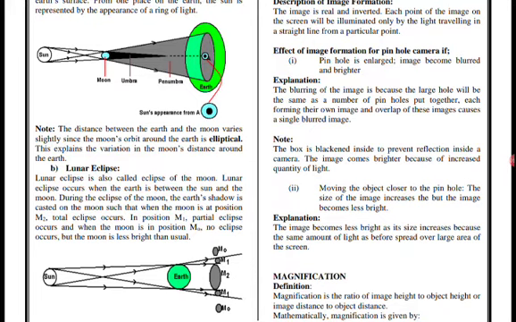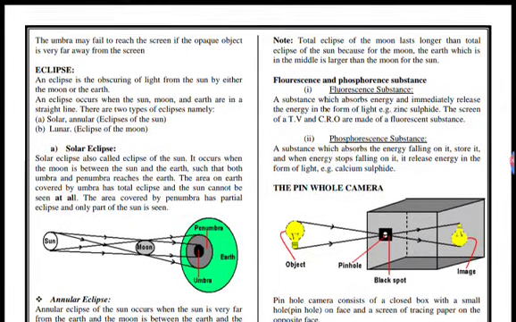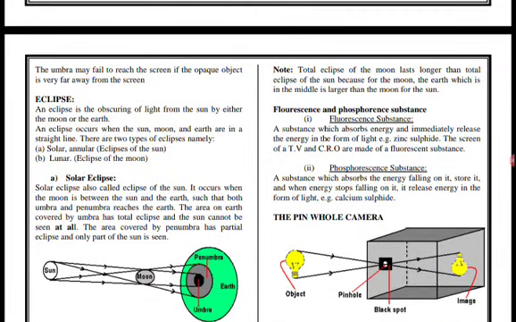So M2, that's a region of total darkness. In position M1, partial eclipse occurs. And then when the moon is in position M0, that is M with a 0, beyond the lines, no eclipse occurs, but the moon is less bright than usual. So that's all we can talk about the eclipse.